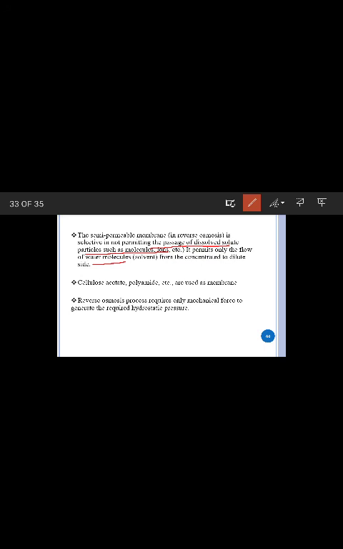Here we are using a membrane. The membrane may be cellulose acetate or polyamide. Then the reverse osmosis process requires only mechanical force to generate the required hydrostatic pressure.